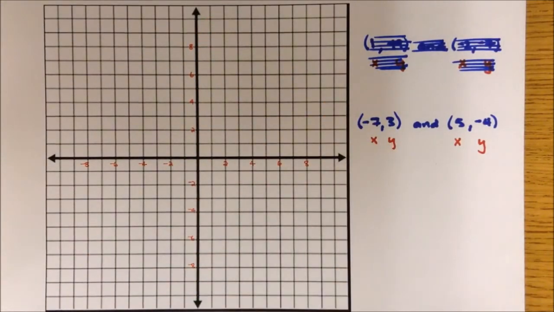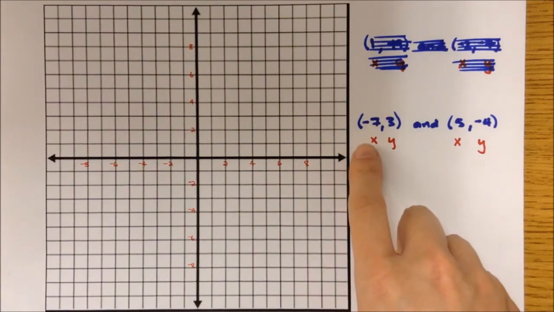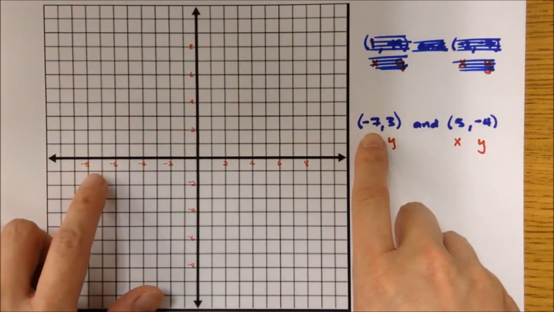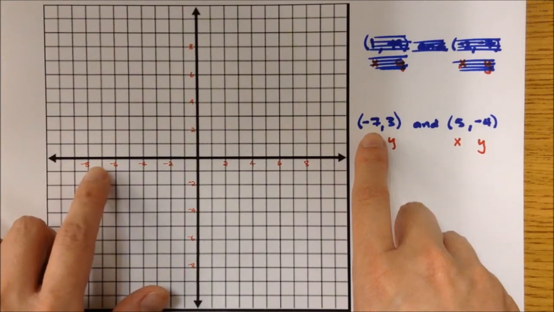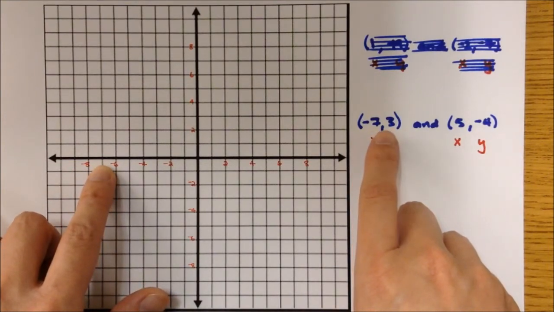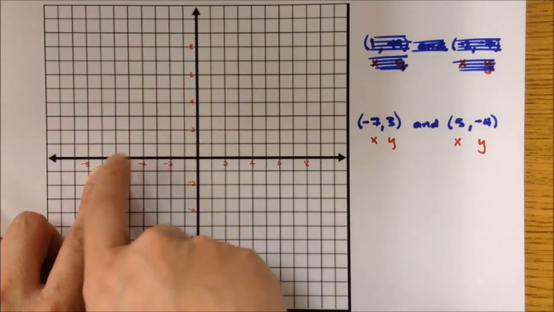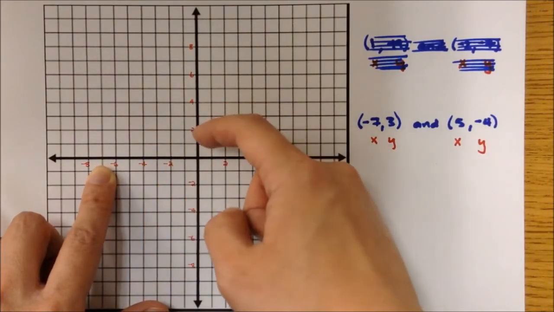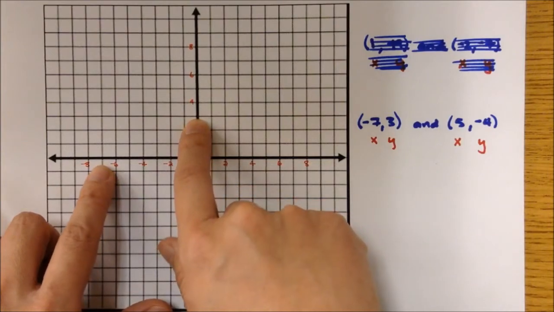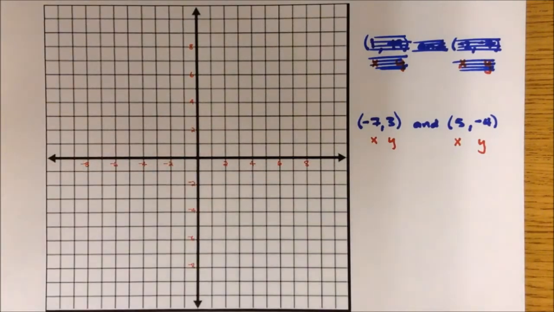So our first corner point is -7, 3. So my x is -7, so I'm going to be between -6 and -8, which is right here, so -7. And then +3, that means I'm going to be up here. So it's going to be between 2 and 4, so here's +3, and then it's going to meet up right there.